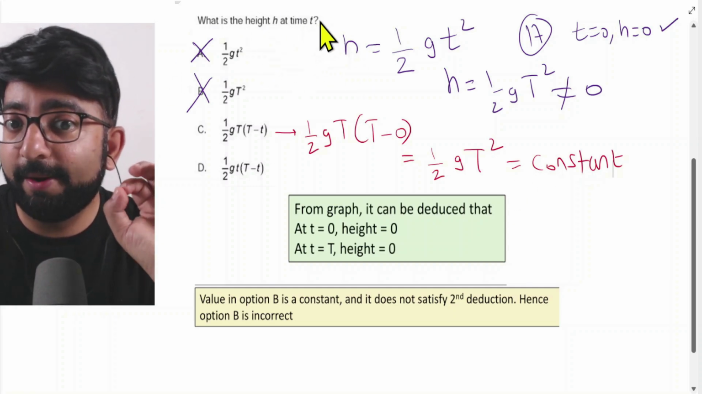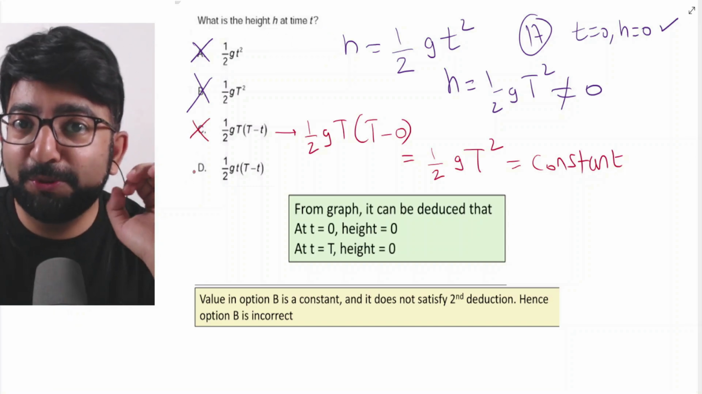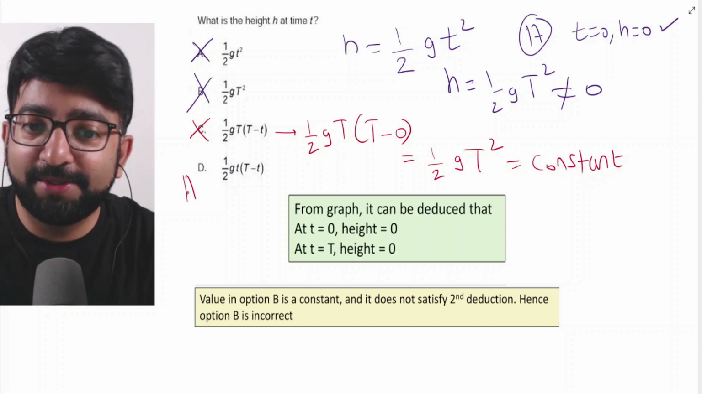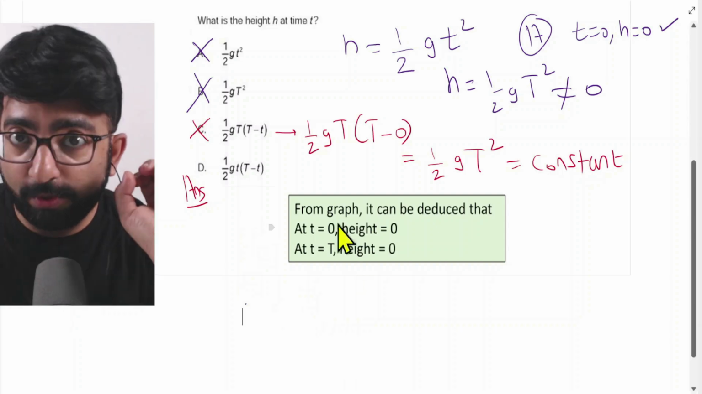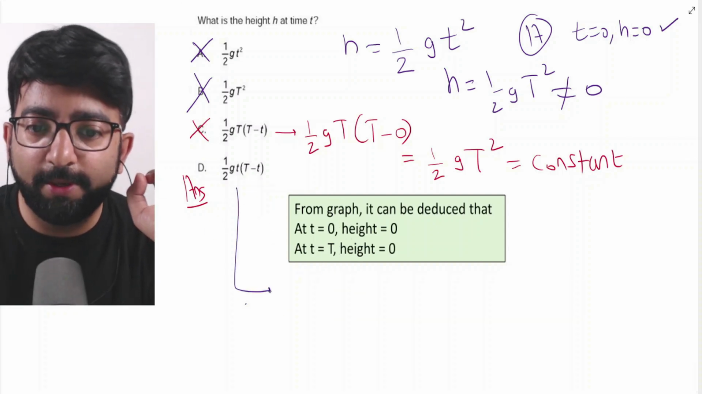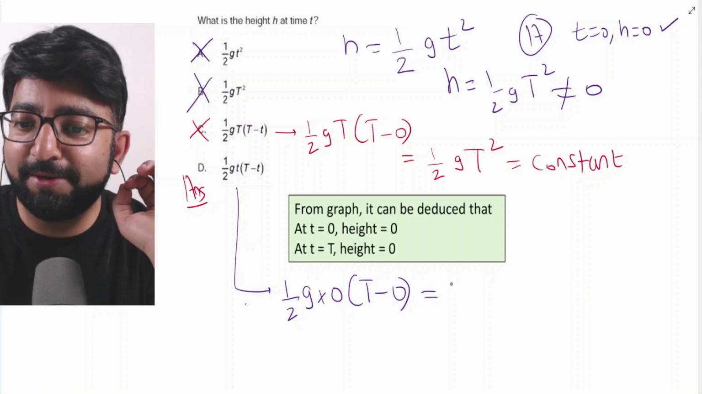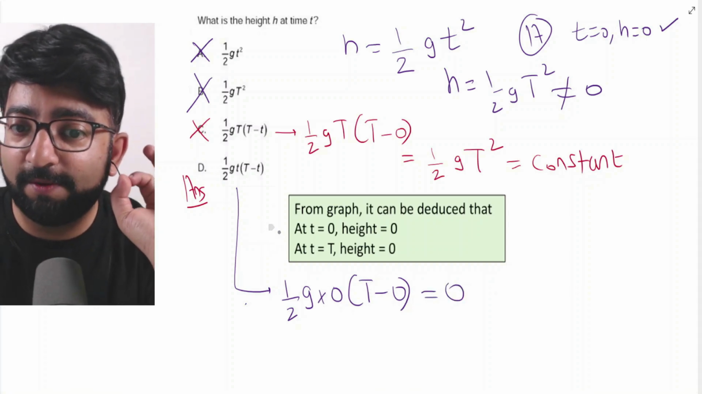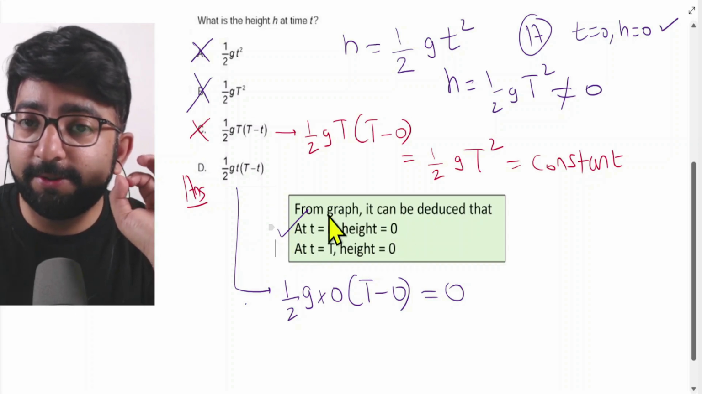It has to change depending on small t, which means even option C is incorrect, which means we are left with option D, which is the right answer. But still, let us analyze why option D is correct. So let us try to put t is equal to 0 in this expression. Option D, it will become half g into 0 into capital T minus 0, which when simplified, it is just 0, which means it is satisfying the first condition, which is the height needs to be 0 at the starting point. Time t is equal to 0.